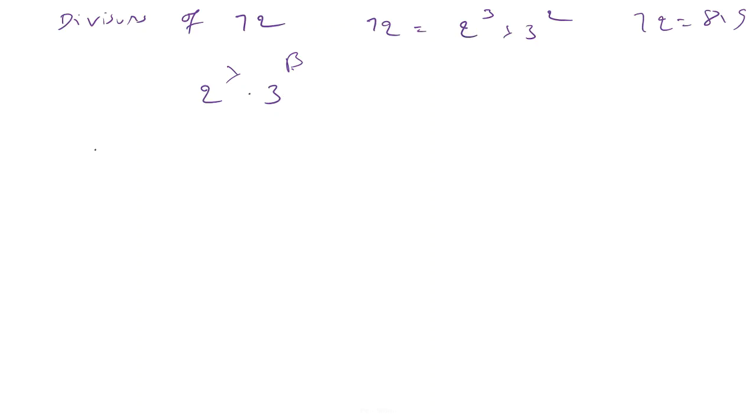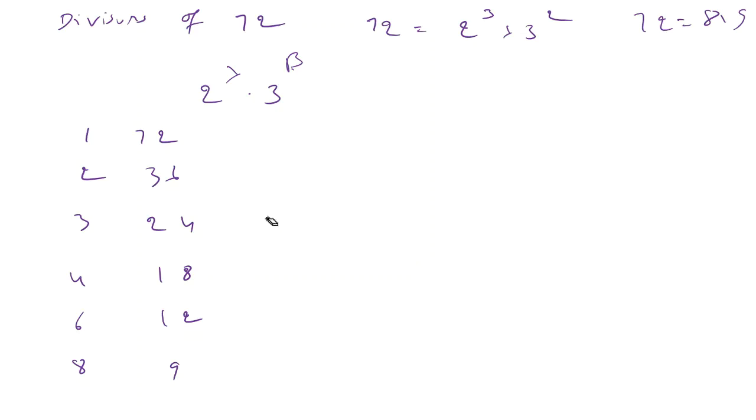Okay, let us write down the divisors of 72. So 1 and 72, 2 and 36, 3 and 24, 4 and 18, 6 and 12, 8 and 9. And these are the 12 different divisors of 72. Now how can we get these 12 different divisors? That is the question.